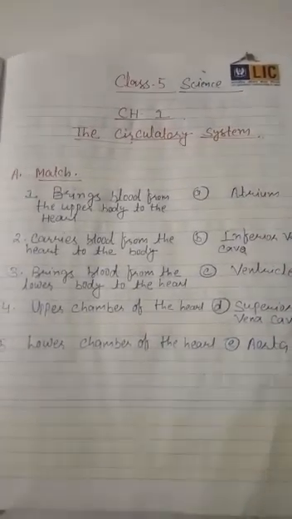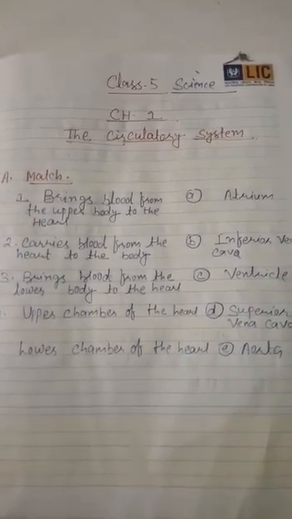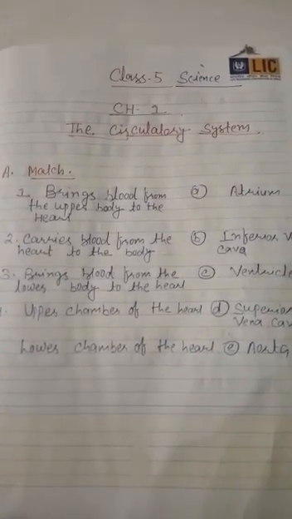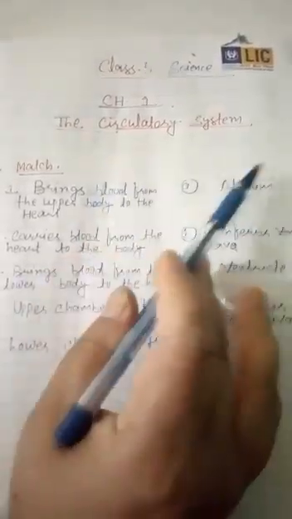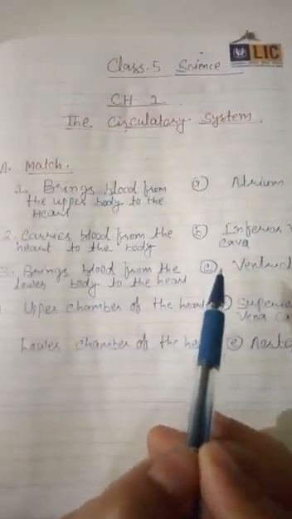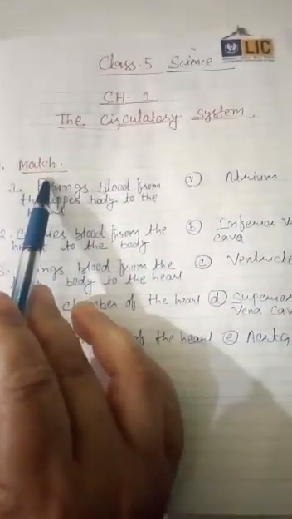Michael's Academy. Today I am going to discuss exercise questions of the chapter 1 Circulatory System, class 5th. So first question is match the column.